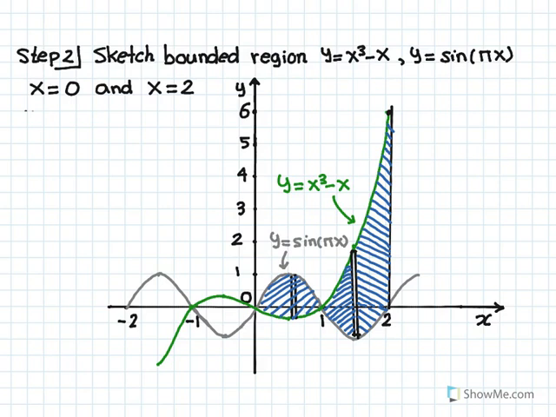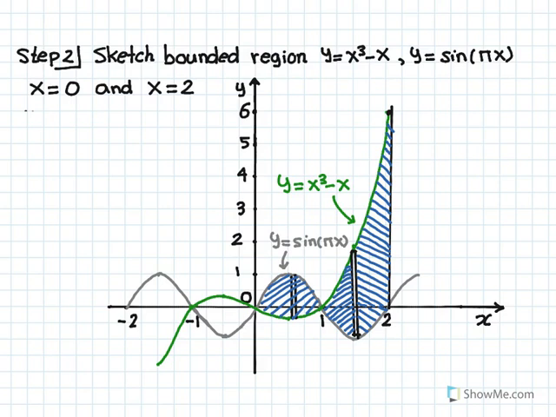All right, step 2 is to sketch the bounded region, y is equal to x cubed minus x, and y is equal to sine of pi x, x equals 0 and x equals 2. We have that sketched here. That's a fairly easy plot. We have y equals x cubed minus x and y equals sine of pi x, and they're going through the intersection points negative 1, 0, and 1.